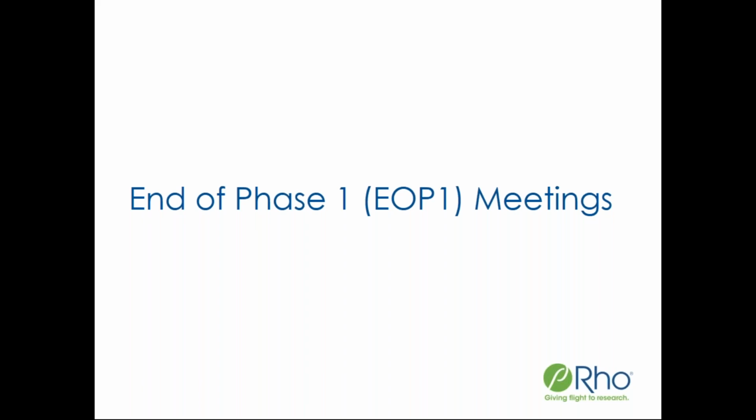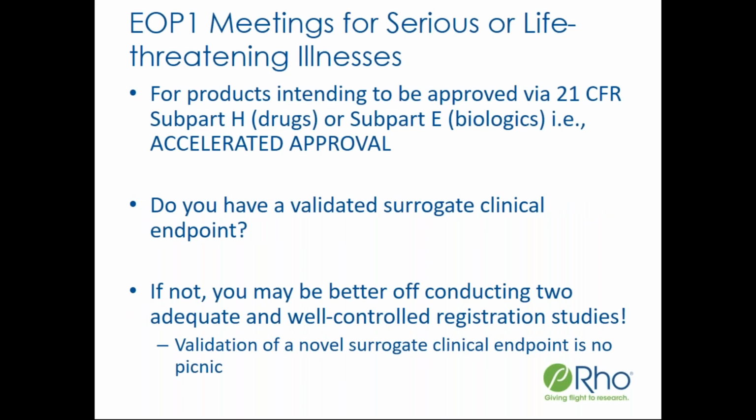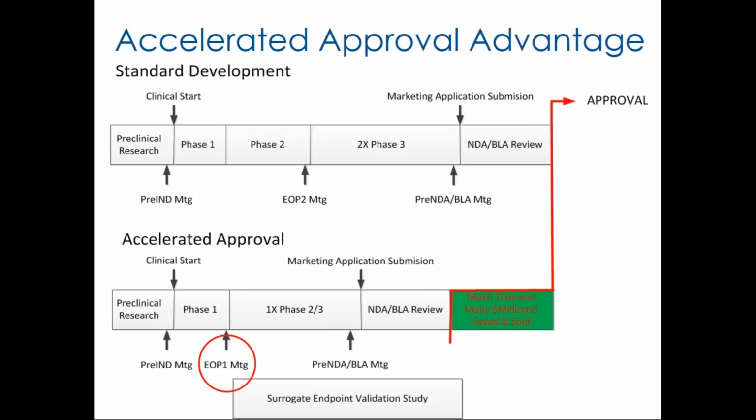So with that, I'm going to move quickly to the end of phase 1 scenario. These are, as I said before, for serious or life-threatening illnesses. The regulations are there, but the first question you must ask yourself is, do you have a validated surrogate endpoint? If not, you may be better off doing 2 adequate and well-controlled studies. And the reason for that is that the validation of a novel surrogate clinical endpoint is no picnic, as anybody who's done it would attest to. This is the holy grail.